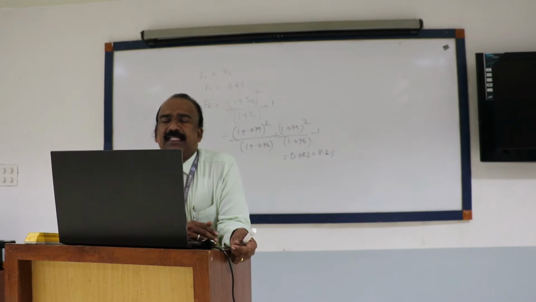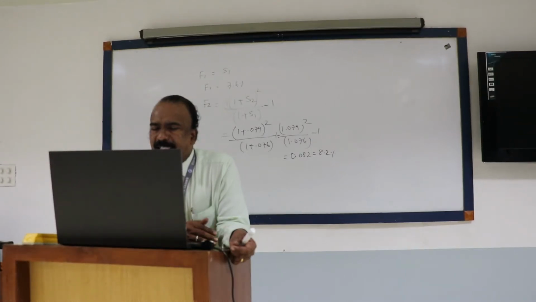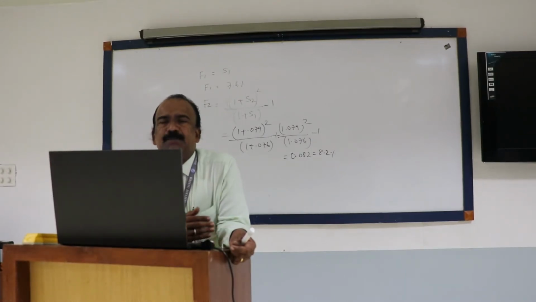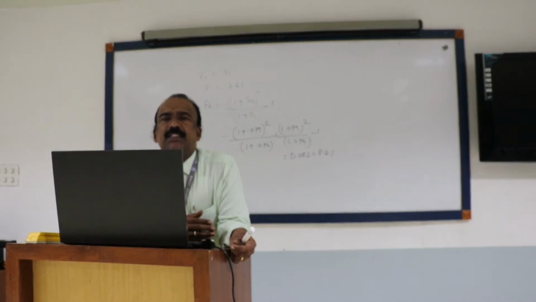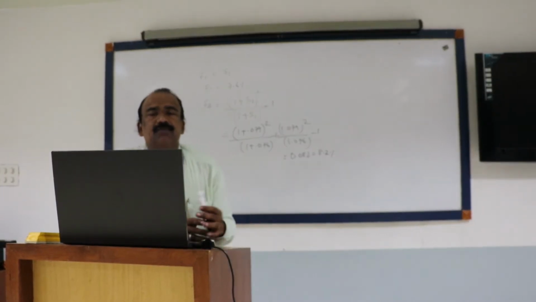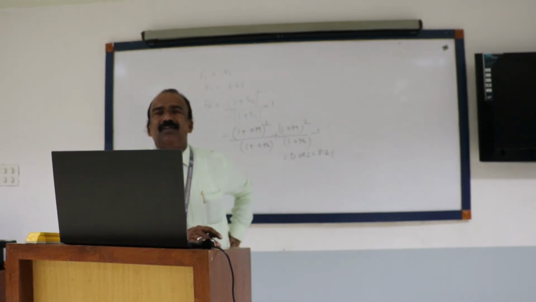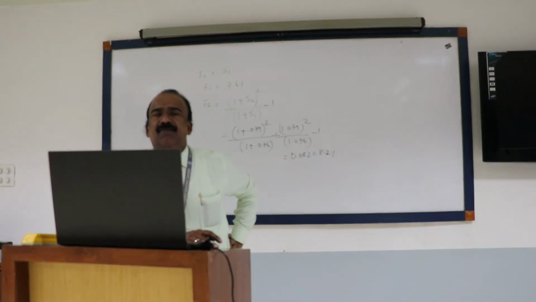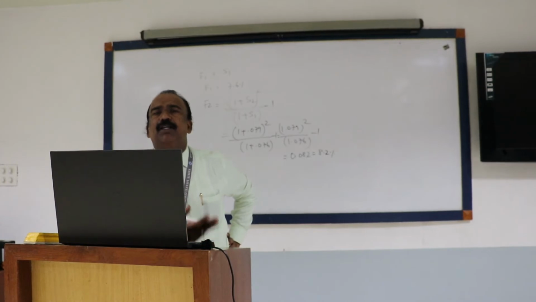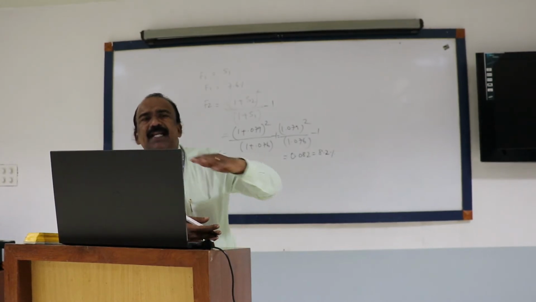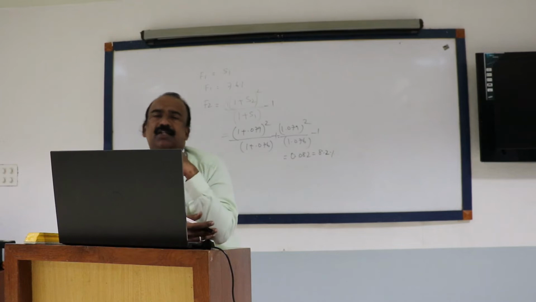The spot rate increased from 7.6 to 7.9. The spot rate is increased, so the forward rate is also increased from 7.6 to 8.2. The forward rate of the first year is 7.6. The forward rate of the second year is 8.2. As the spot rate increases, the forward rate also increases.